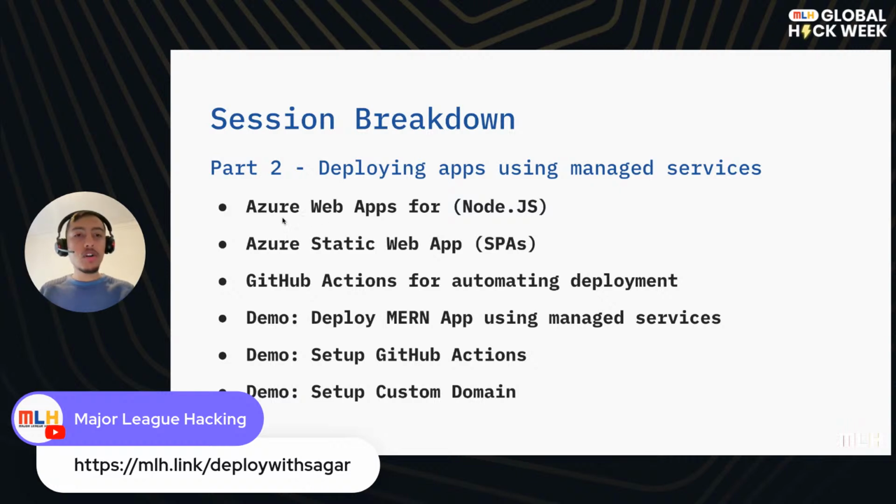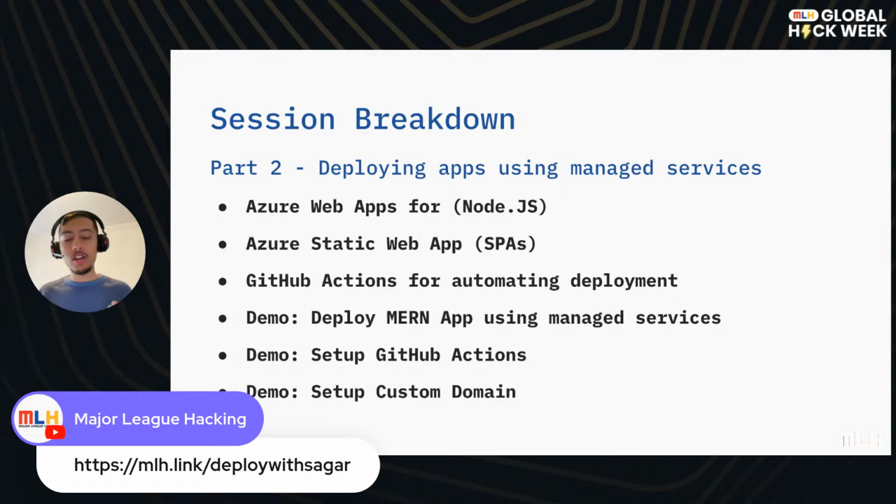So in particular, we will talk about the Azure Web Apps, which is mainly used for running our APIs. And in this case, we are going to use Node.js. And then we have the Static Web App from Azure, and this is used to serve our single page applications. In this case, since we are using the MERN stack, it's going to be a React application. And then we will also talk about GitHub Actions, which automates our deployment process.